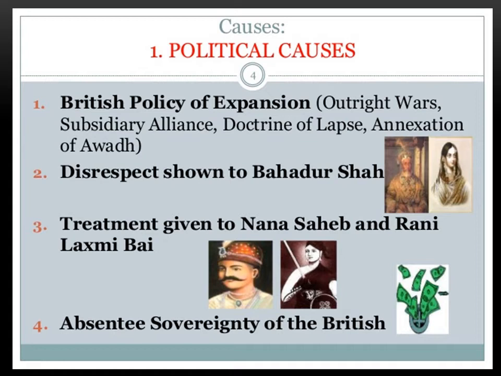So the points are the British policy of expansion, especially the doctrine of lapse and the annexation of Oudh, in which they just took an excuse that the people were not fairly treated by the ruler, and the disrespect shown to Bahadur Shah Zafar, who was a ruler of that area, and the treatment given to Nana Sahib and the Rani of Jhansi, who was Lakshmi Bai, and the absentee sovereignty of the British. The Indian wealth was drained to England. So let me explain all these points.